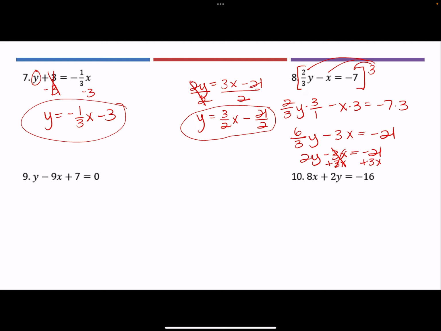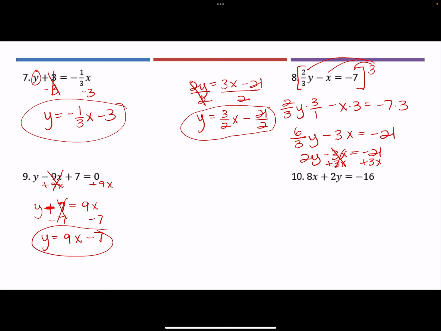Number 9, everything's just on the left side. We just need to get rid of anything that's not the y, right? So it doesn't matter what order you do these in. So it should be y plus 7 equals 9x. But ultimately, you're going to add the 9x, subtract the 7. So you get y is equal to 9x minus 7.